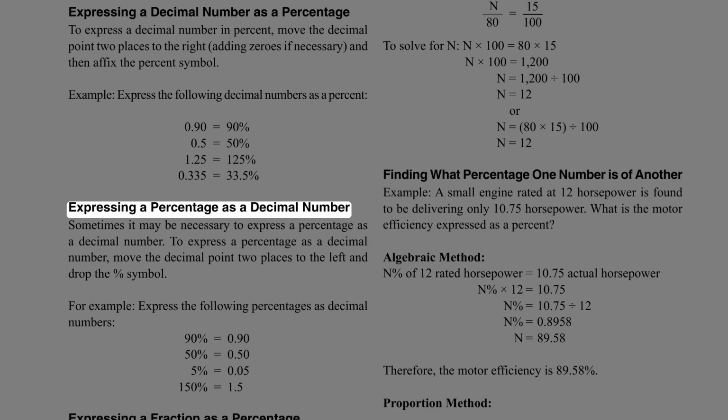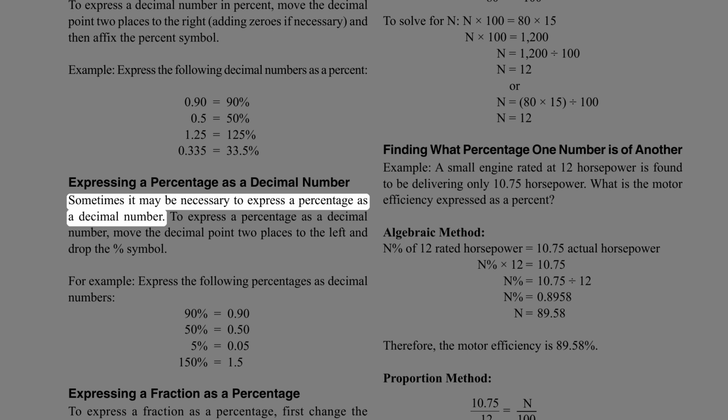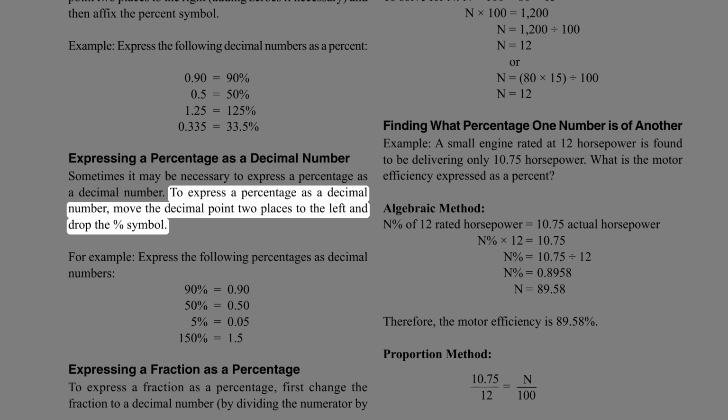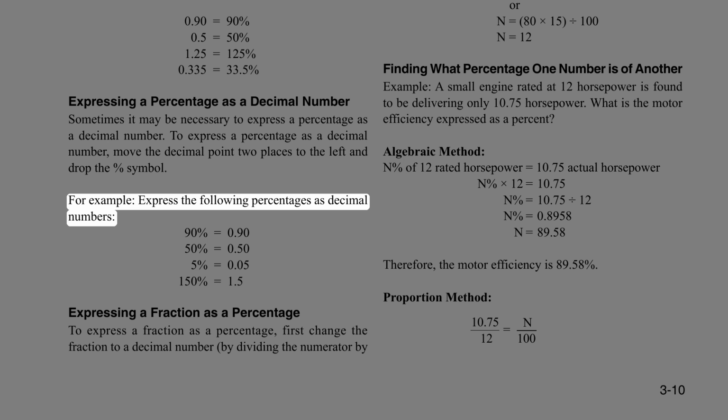Expressing a percentage as a decimal number. Sometimes it may be necessary to express a percentage as a decimal number. To express a percentage as a decimal number, move the decimal point 2 places to the left and drop the percent symbol. For example, express the following percentages as decimal numbers.